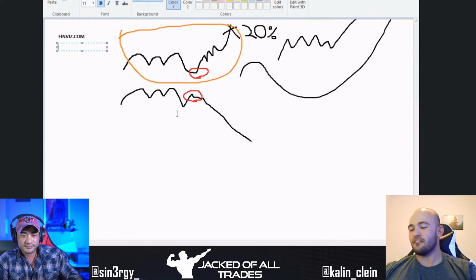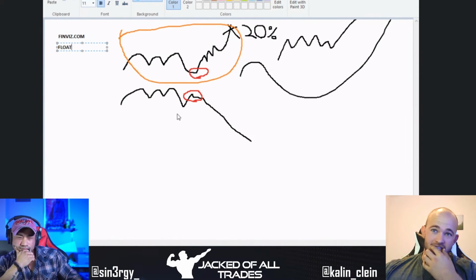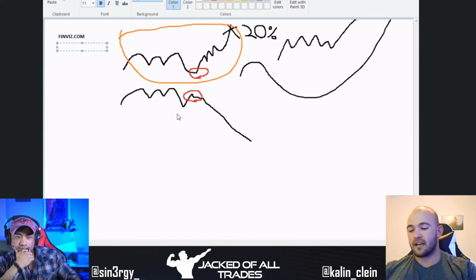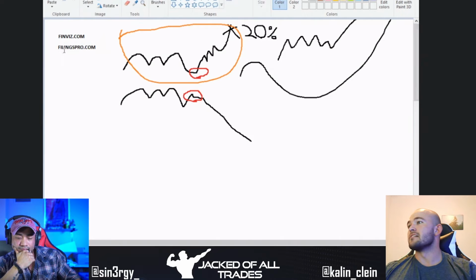So first thing I always look at is float, right? I know I've said this before, but it's really important. So the float, essentially, you can think of it, it dictates how fast the stock is going to move. So the website I use is filingspro.com.